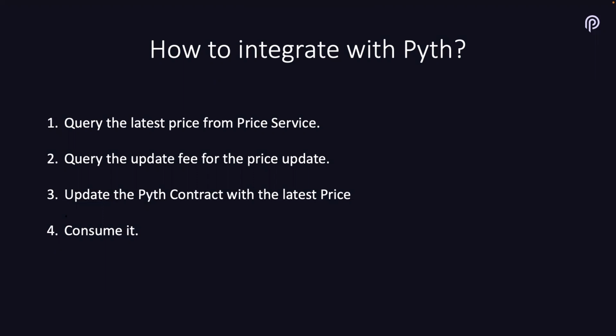The third, they will update the Pyth contract with the latest price, and then they can consume it in whatever way possible. They want to consume it off chain, on a DeFi application, anything like that. So these are the four steps.